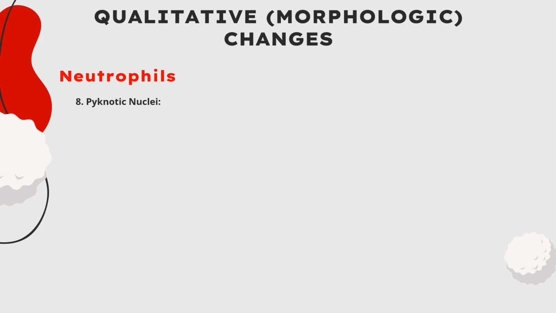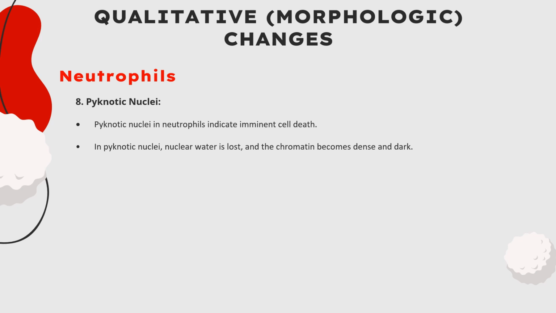8. Pycnotic nuclei. As we venture deeper, we encounter pycnotic nuclei, ominous signs that cellular destiny is at hand. These nuclei signal impending cell death, as nuclear water evaporates, and the chromatin takes on a dense and somber hue. Yet, don't confuse pycnotic nuclei with the necrotic nuclei of the deceased, it's a dance of transformation, not the finale.